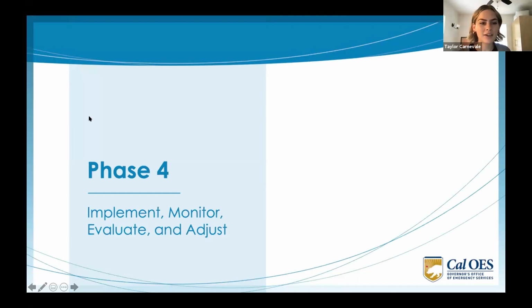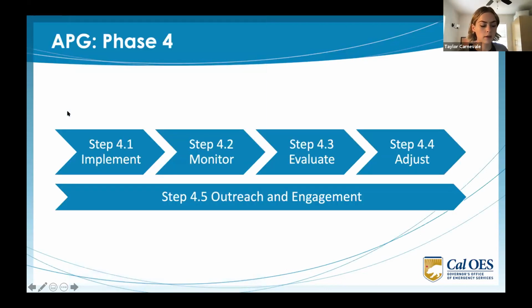So moving into our content today, again, we're covering phase 4, implement, monitor, evaluate, and adjust. Phase 4 has 4 sub-steps within it. The first is the actual implementation effort. So putting the adaptation strategies that were created from phase 1 to phase 3 into effect.